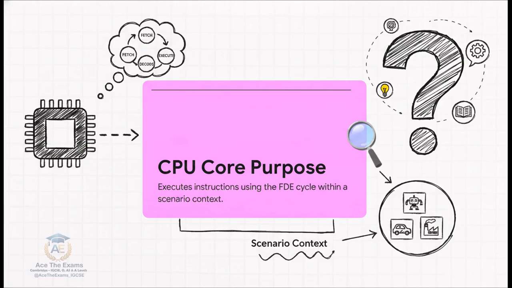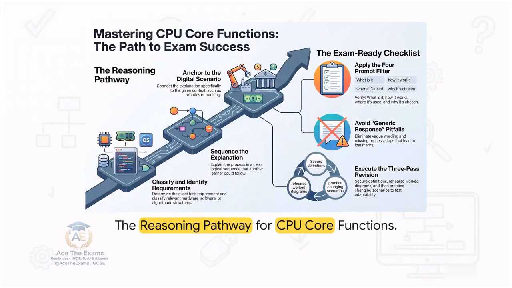Let's look at the visual mechanics of how this actually plays out. This image right here brilliantly illustrates the exact reasoning pathway you need to take. Just let your eyes follow that gray path across the screen. Notice how it starts by classifying the requirements, then it sequences the explanation, and then, this is crucial, it anchors the whole thing to a digital scenario, like that robotics factory or the banking app you see at the top.